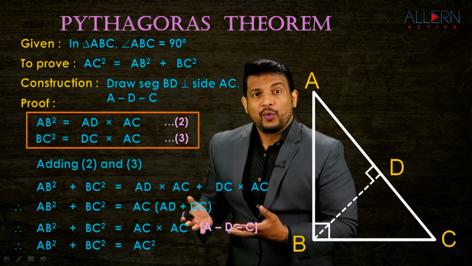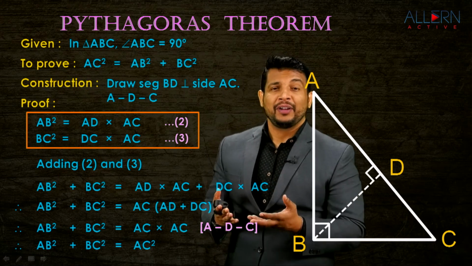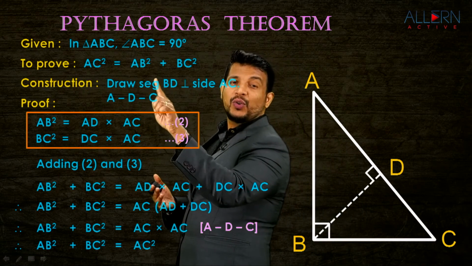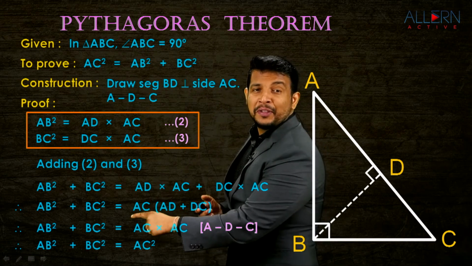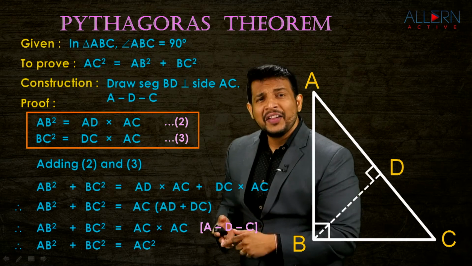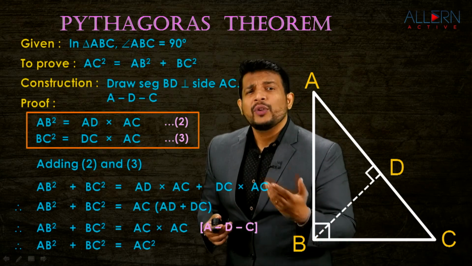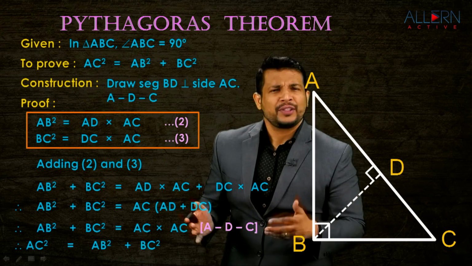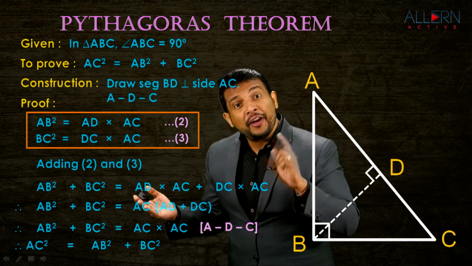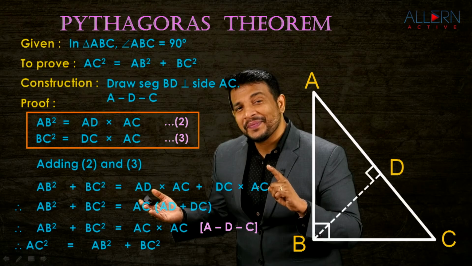So haven't we got what we had to prove? It's so simple. We had to prove AC square is equal to AB square plus BC square. We got that. AC square is equal to AB square plus BC square. Wasn't that easy? You can just rewrite it the same way like this: AC square is equal to AB square plus BC square. And we got it. Beautiful. Very, very important theorem.